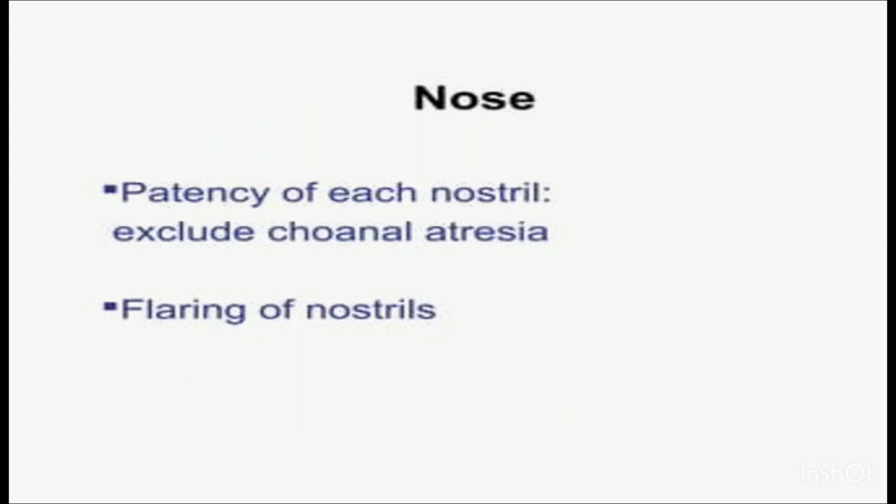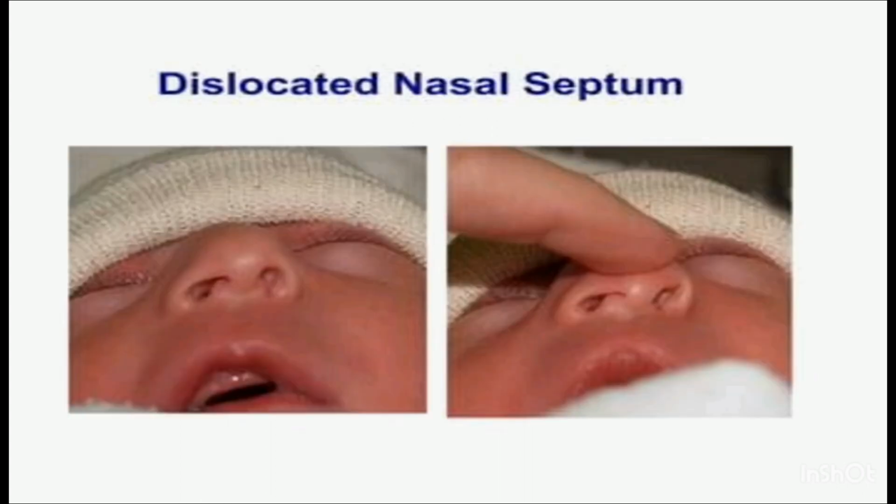Now the nose. Patency of each nostril should be checked. Exclude choanal atresia. Flaring of nostril should be checked. As you can see in this picture, this is a dislocated nasal septum.